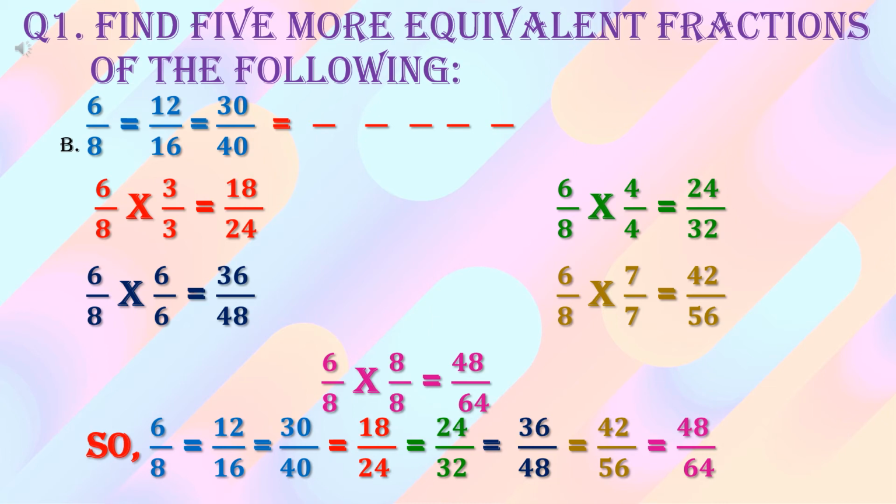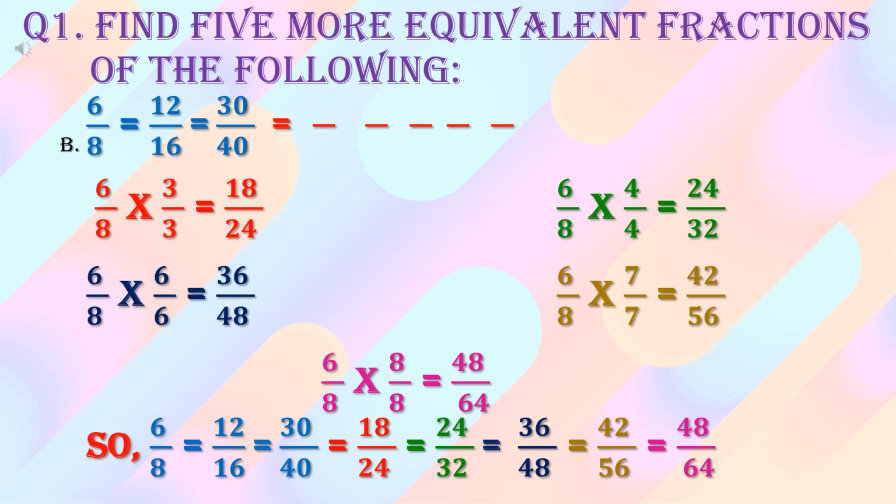Now again we will take 6 upon 8, where numerator is 6 and denominator is 8, and both the numerator and denominator will be multiplied by 6, and in result we will get 6 6s are 36. 36 will be numerator, and 8 6s are 48. 48 will be denominator, and our fraction will be 36 upon 48, which is equivalent to 6 upon 8.